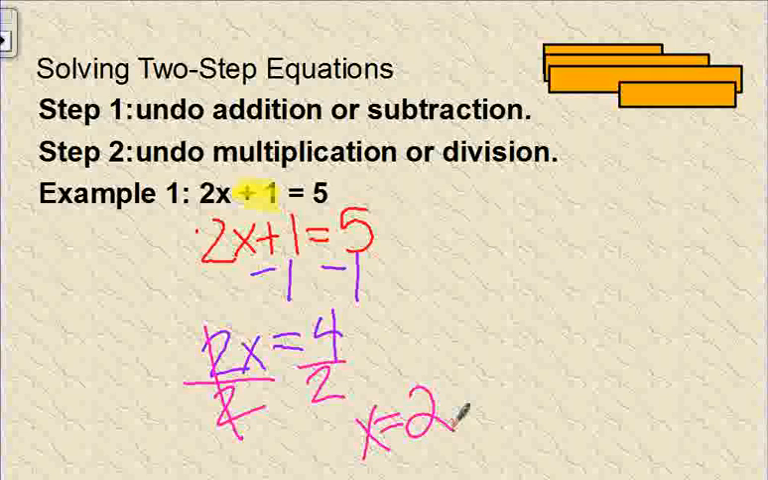I can go back and check that in my original equation. 2 times, let's see, x is 2. 2 times 2 is 4. 4 plus 1, does that equal 5? Yes, it does. So I know I got that answer correct. Pause the movie now and copy these steps into your notes so that you have an example problem to look at.